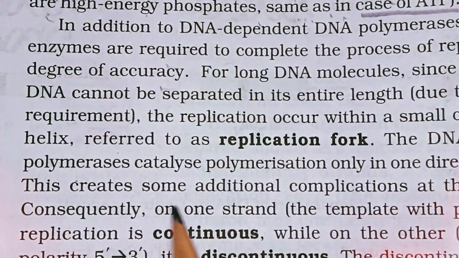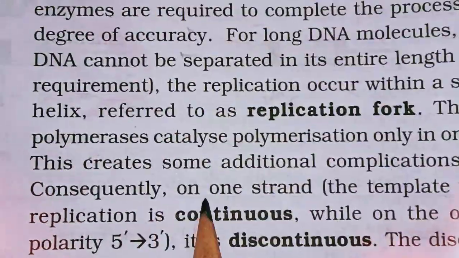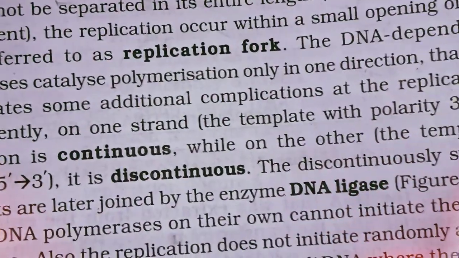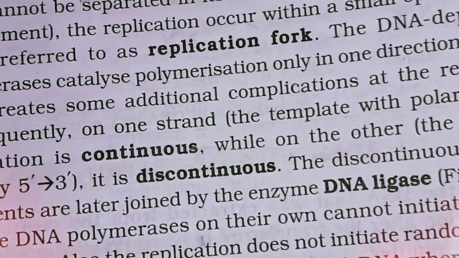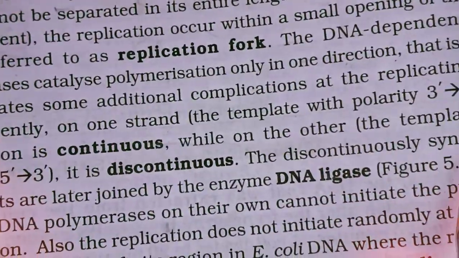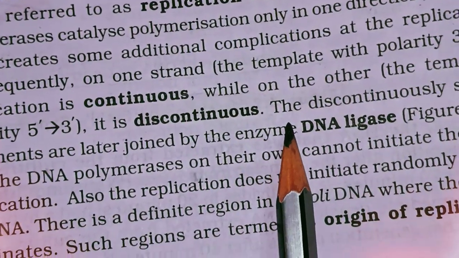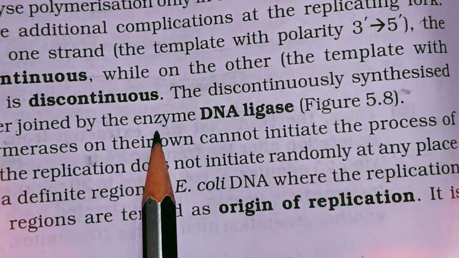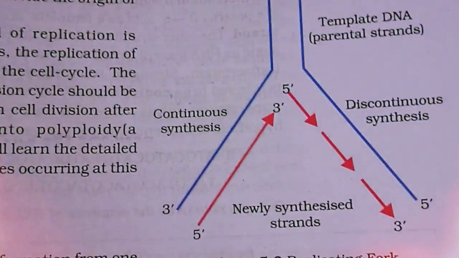This creates some additional complication at the replication fork. Consequently, on one strand, the template with the polarity 3' to 5', the replication is continuous, while on the other, the template with the opposite polarity, it is discontinuous. The discontinuously synthesized fragments are later joined by the enzyme DNA ligase. Figure 5.8, we can see this is the figure.